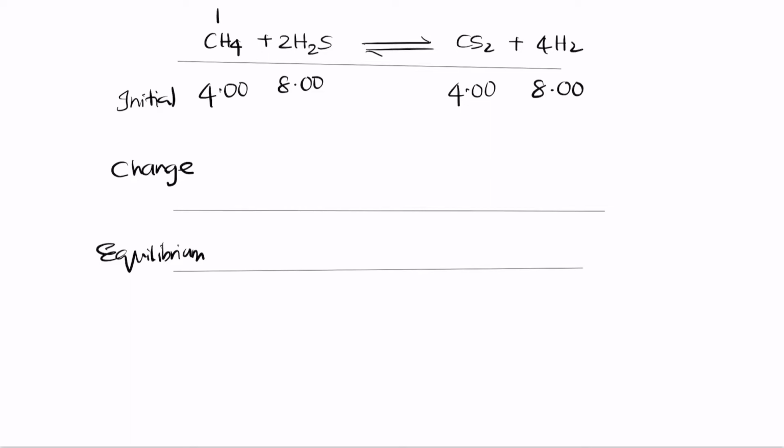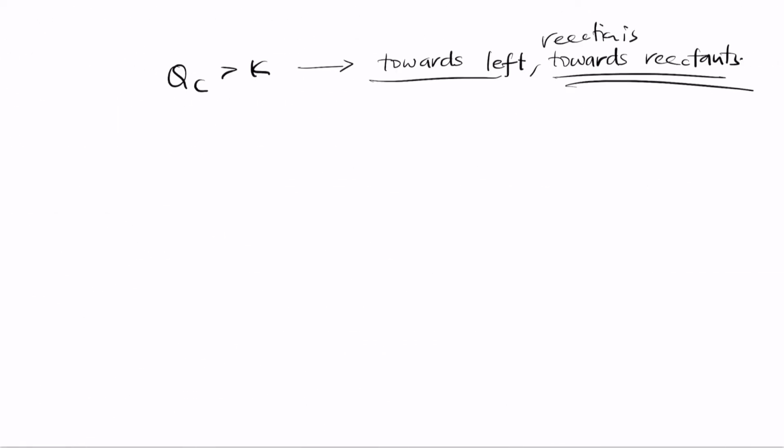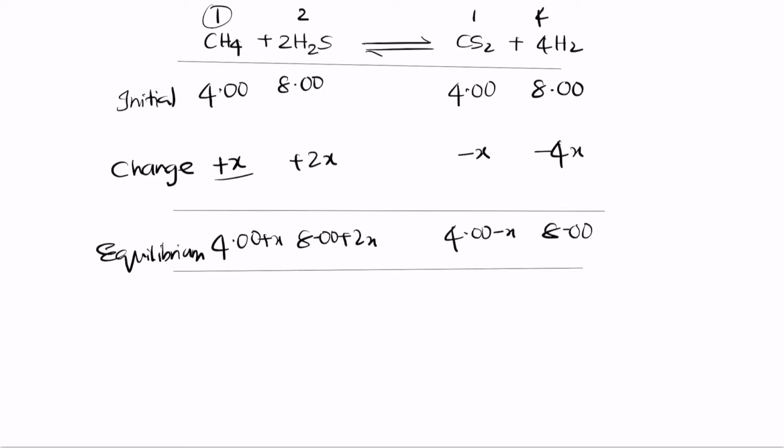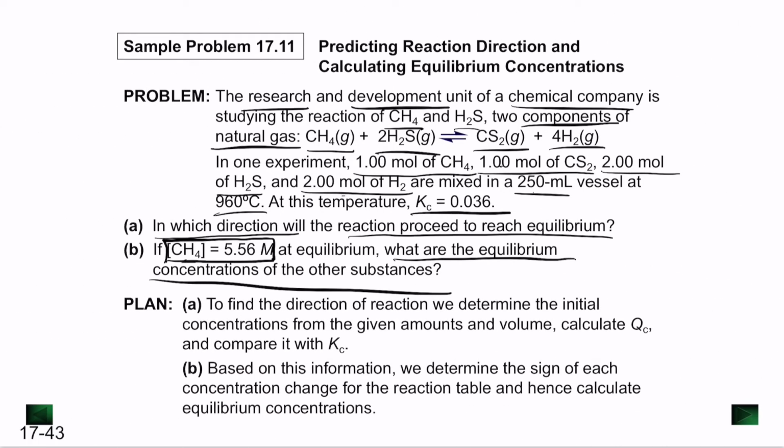Now, in terms of the change, the ratios are 1 to 2 to 1 to 4. The reaction is directed towards the left, which means the reactants are going to increase and the products are going to decrease. So CH4 undergoes a change of plus x. If CH4 undergoes plus x, H2S undergoes twice that, plus 2x. CS2 is going to undergo minus x and H2 is going to undergo minus 4x. So from this, the equilibrium can be written as 4 plus x, 8 plus 2x, 4 minus x, and 8 minus 4x.